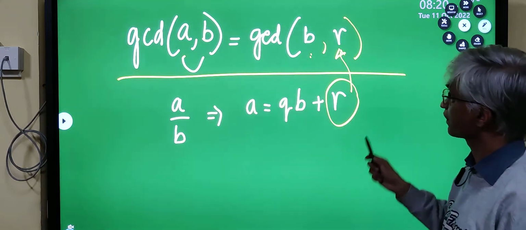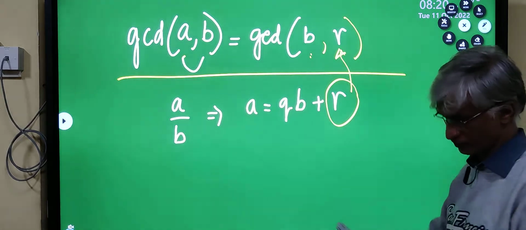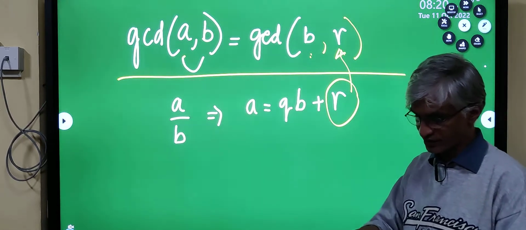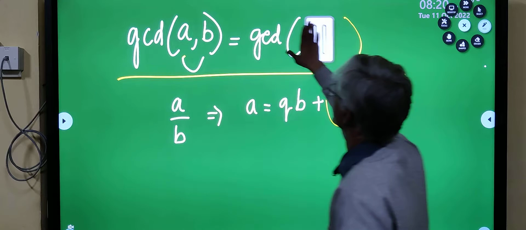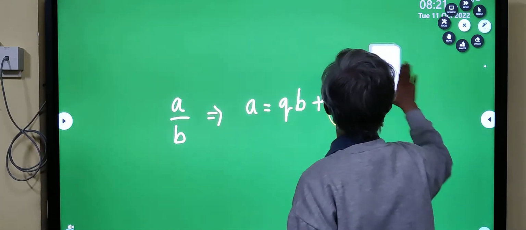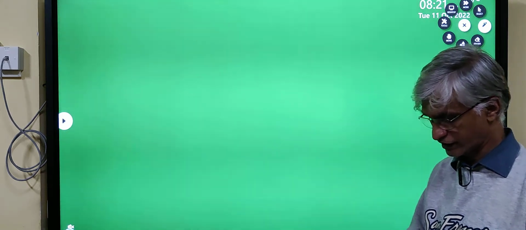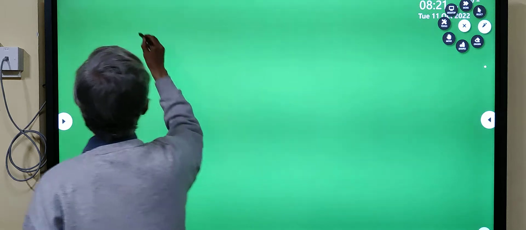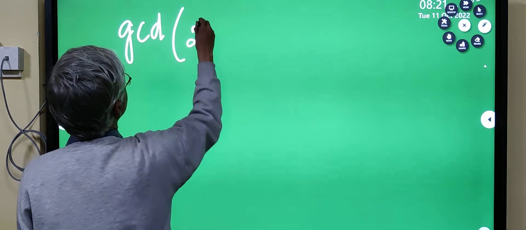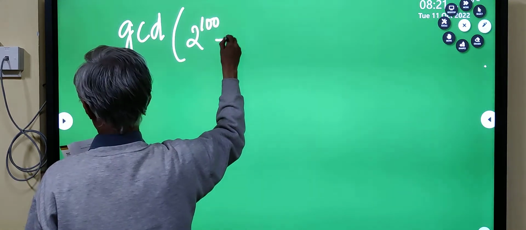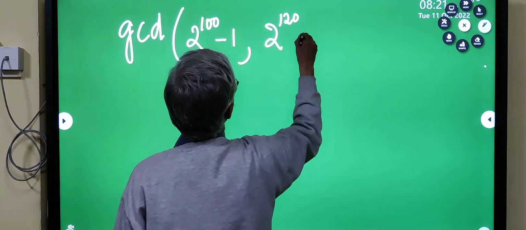So with this, we have proved Euclid's second algorithm, and now before we close this lesson, let us solve one or two problems. So let's go ahead and solve one problem from the book. Let me see what might be a good problem. Okay, let's try to prove this. Find the GCD of 2 raised to 100 minus 1 and 2 raised to 120 minus 1.